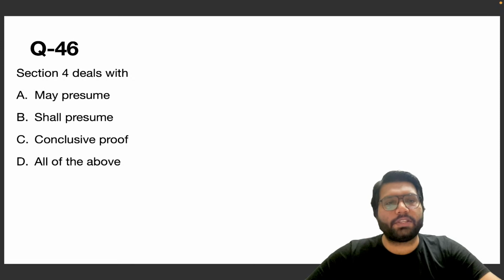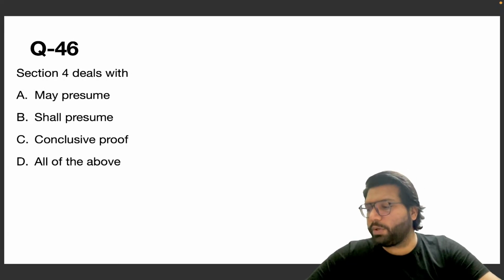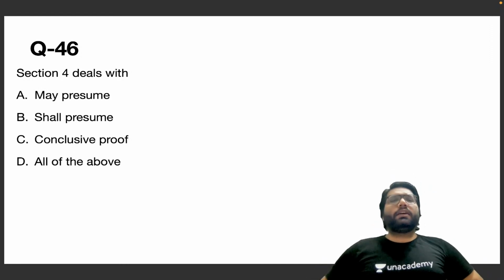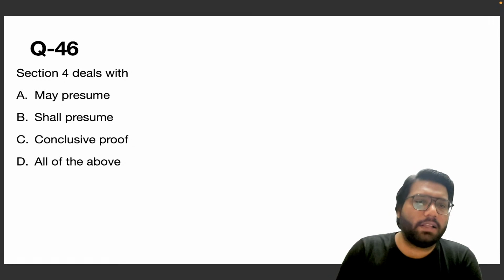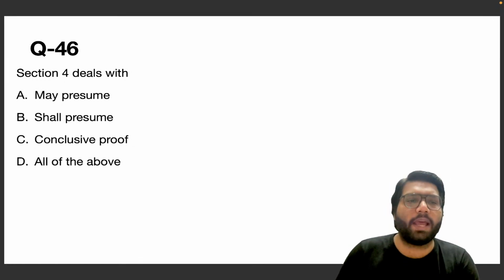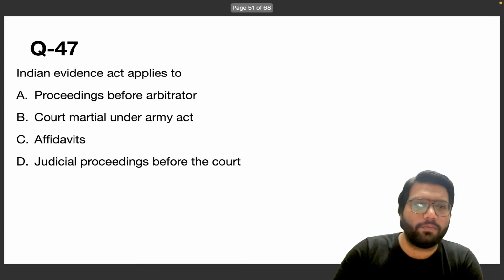Question number 46, section 4 deals with. First one to answer, Sapna, followed by Amit and Shalini. D is the correct answer. All these points, all these headings and the concepts you can find in section number 4, that is may presume, shall presume and conclusive proof.